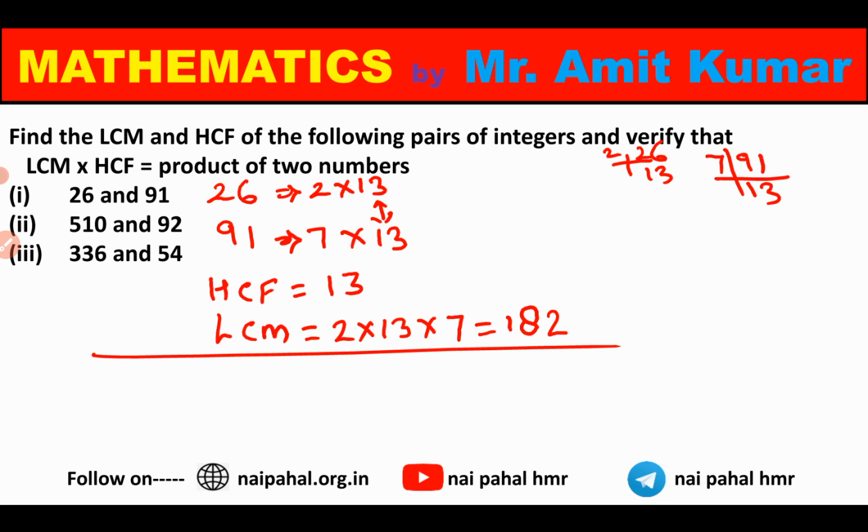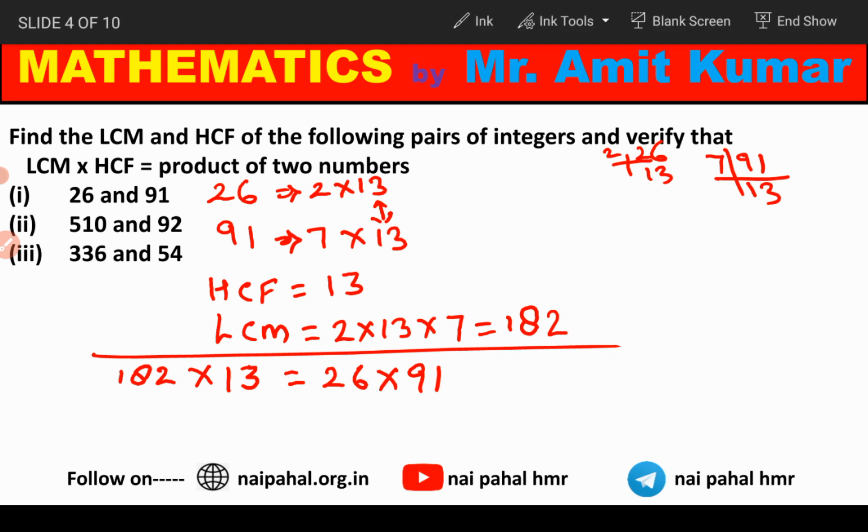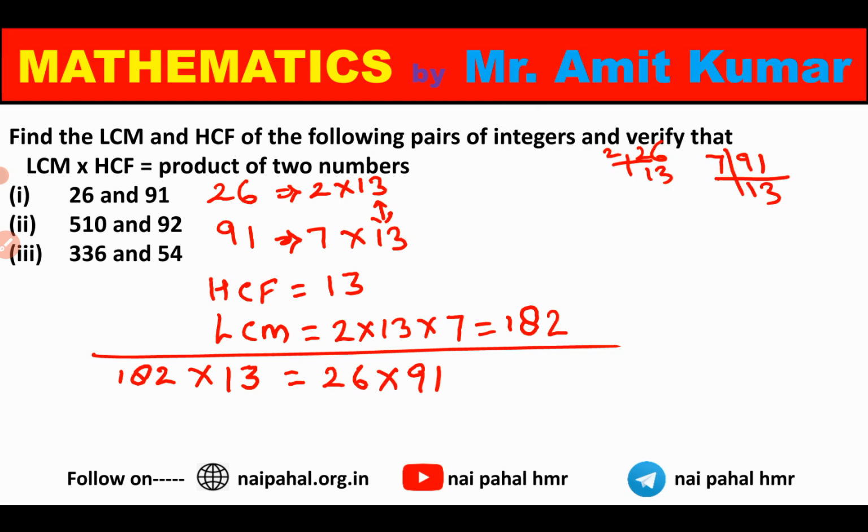So note down, what is LCM? 182. What is HCF? Multiplied by 13. And what is the next number? That is 26 multiplied by 91. Because these are the numbers and this is what we need. If we are asking about this is HCF, what is this? LCM.